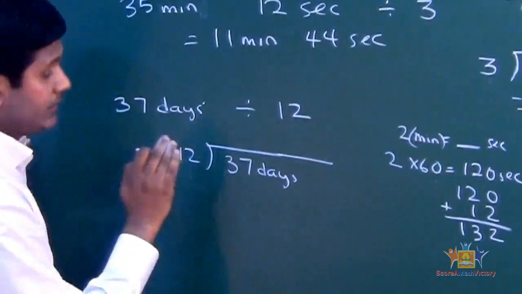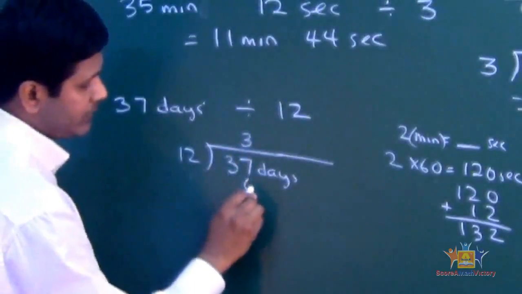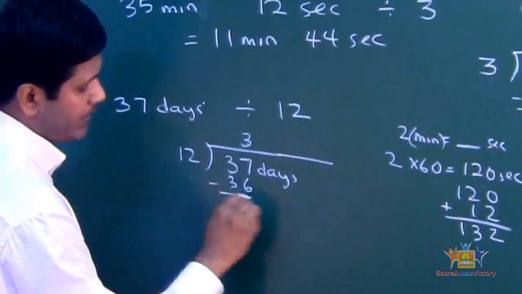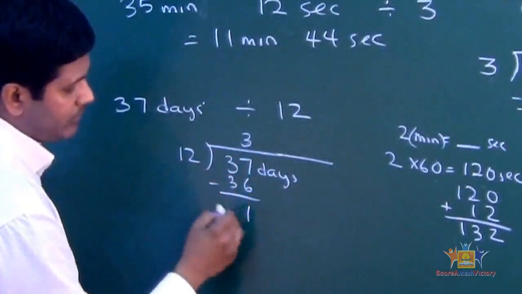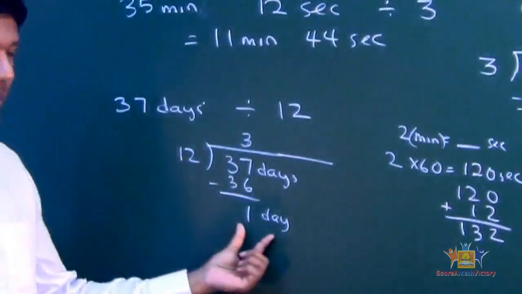We know that 3 times 12 is 36. So I'm going to put 3 times 2 is 6, 3 times 1 is 3. 7 minus 6 is 1. 3 minus 3 is 0. 1 day left. Now, am I going to leave the answer like this?